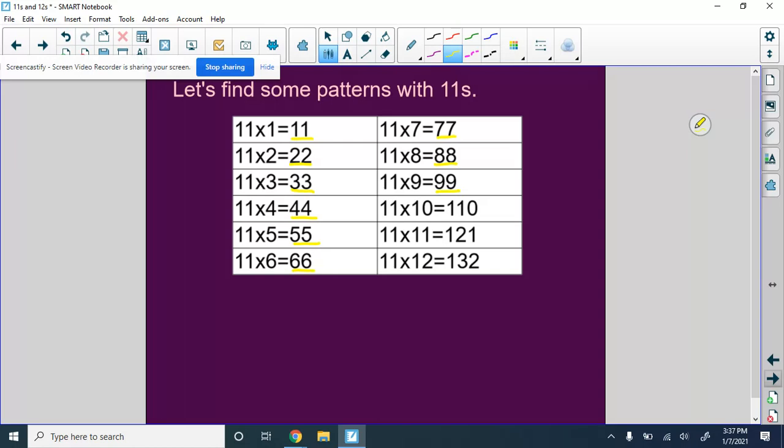The products up to 11 times 9, I should say the products are doubles.